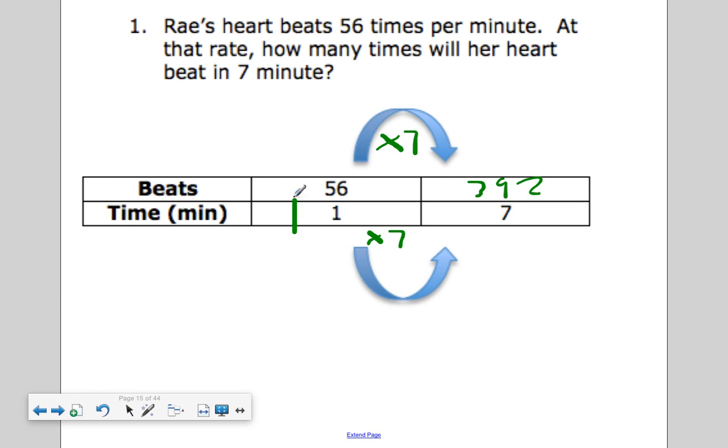Another way you could look at it is within. How do you turn 1 minute to 56 beats? Times 56. So 7 times 56 is 392.